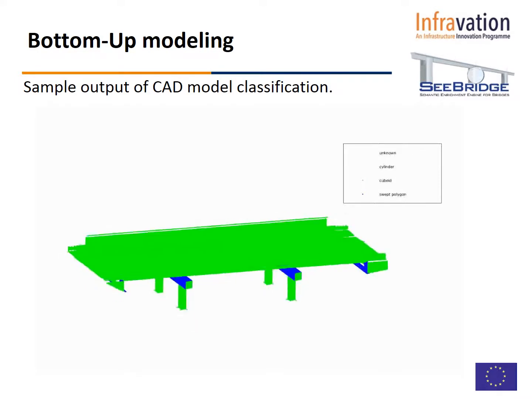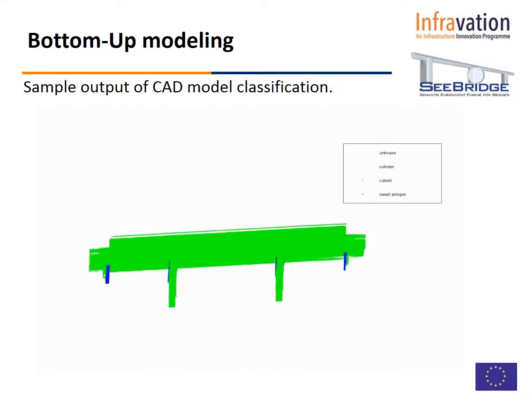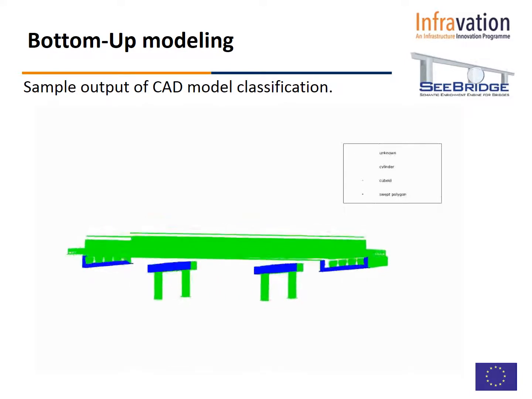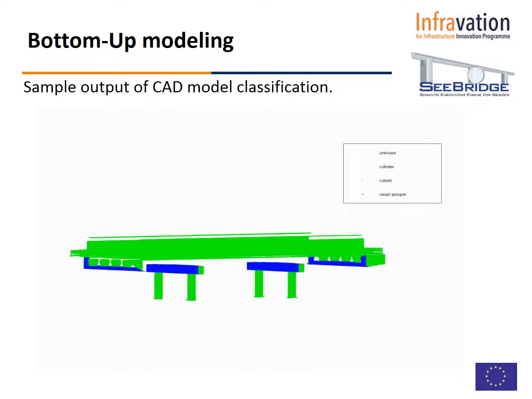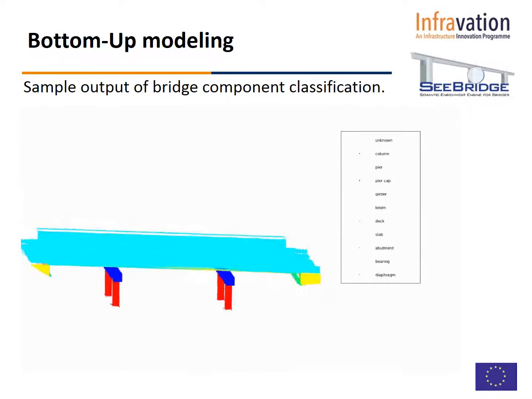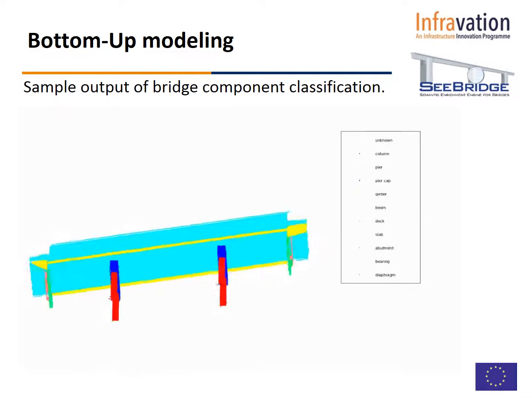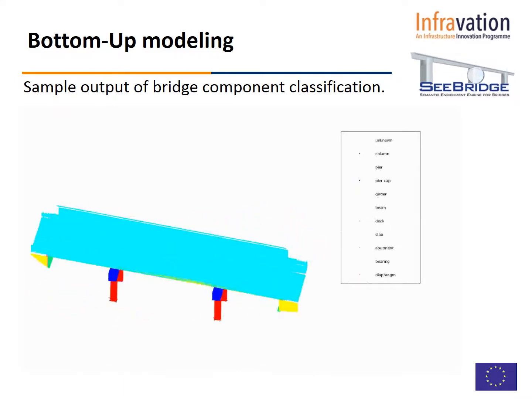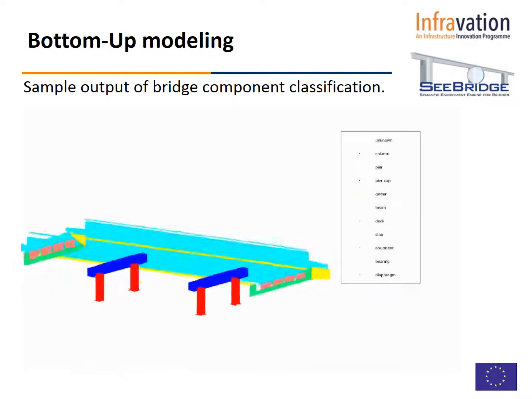Here's a sample output model of the CAD classification. Because this bridge had no cylinders, everything is either a cuboid or a swept polygon. Now, here's also a sample output of the bridge component classification, and you'll notice that they're color-coded based on the bridge component type, and we roughly get everything correct.